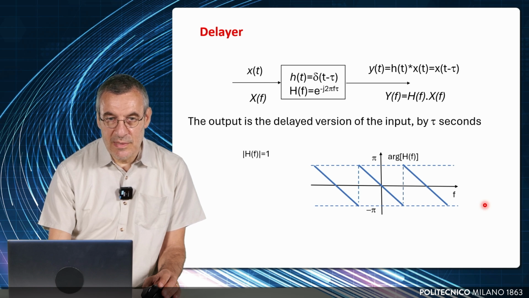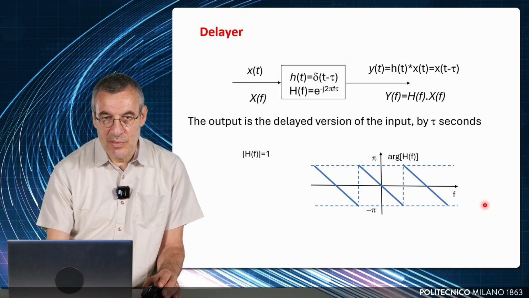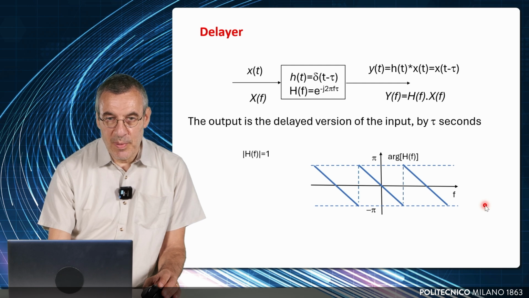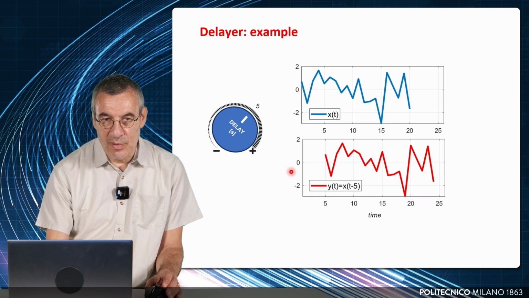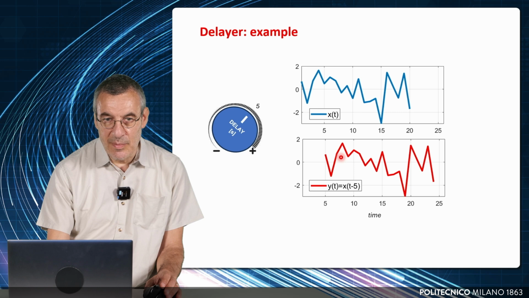You can use this system to produce reverberations and echoes, and the change you produce on the signal is just a change in the phase. You see that the amplitude spectrum is unitary, so you are not doing anything to the amplitude spectrum. You are just contributing a different initial phase to every sinusoid of the signal, so that the net effect is a delay. Here is a very simple example. I am delaying the input by 5 seconds. The red line is delayed by 5 seconds with respect to the blue line.